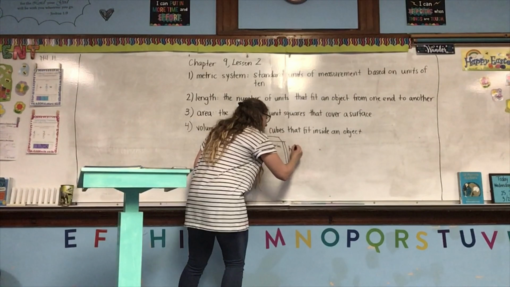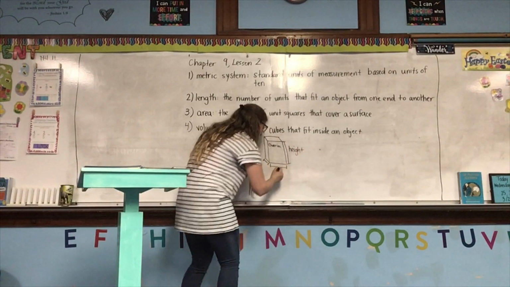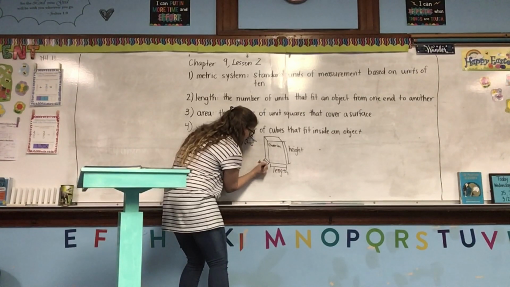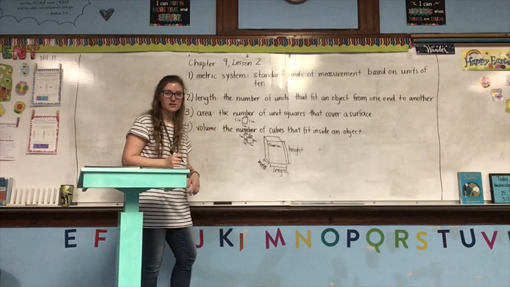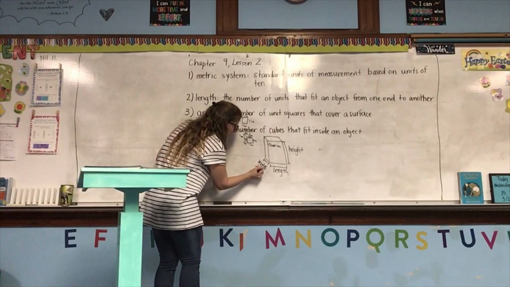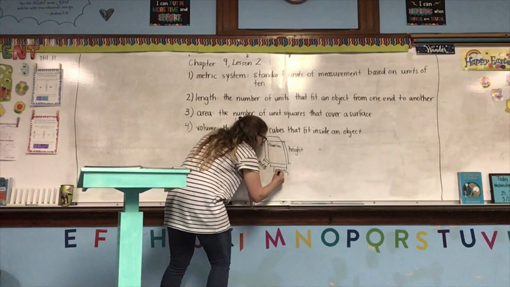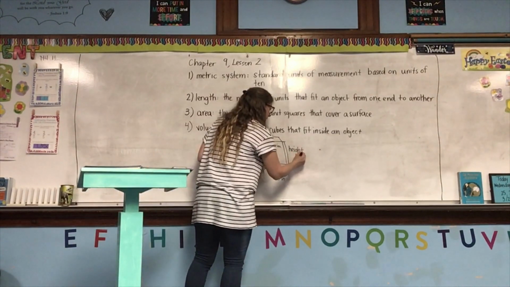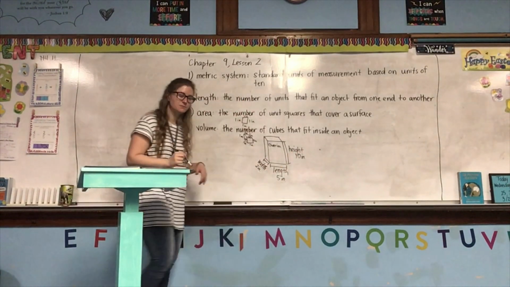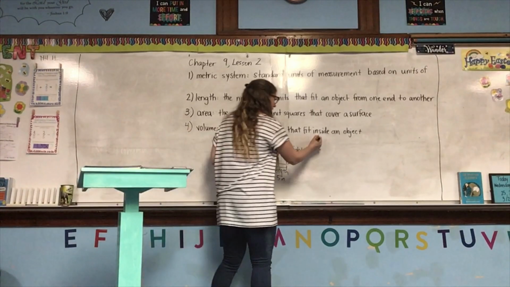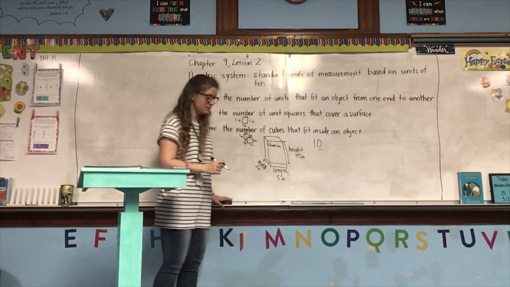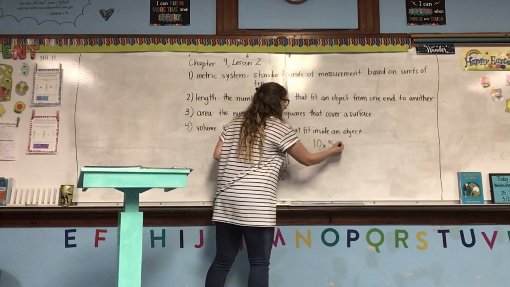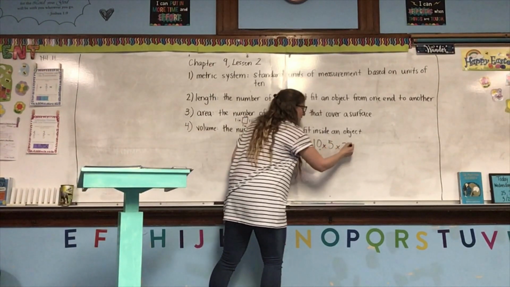So here's height, length, and width. Say we have 2 inches wide, 5 inches long, and 10 inches tall. We would say the height is 10 times the length, which is 5, times the width, which is 2.